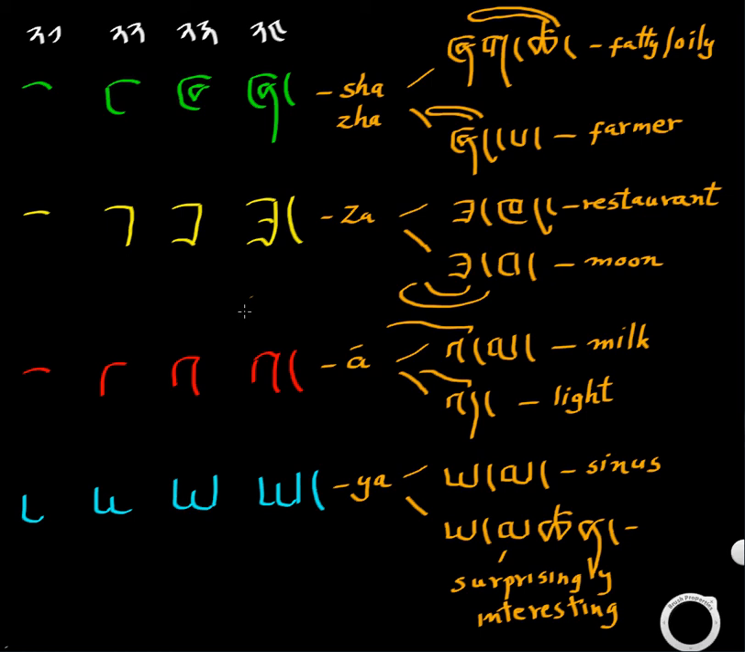So in the next video, we'll do Ra, La, Sha, Sa, Ha, Ah. Those 6, the final 6 alphabets.